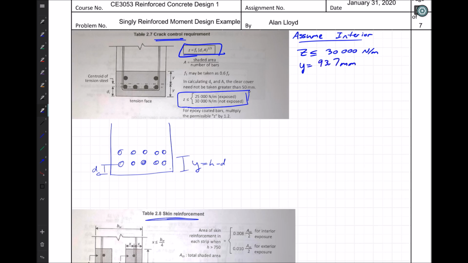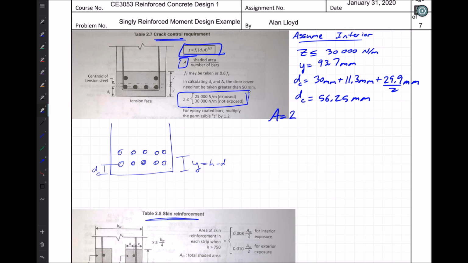93.7 millimeters. And we know that DC is going to be equal to our cover 30 millimeters plus the stirrup diameter 11.3 millimeters plus our bar diameter divided by 2. The depth to the bottom centroid of the bottom layer of reinforcement. DC is 56.25 millimeters.